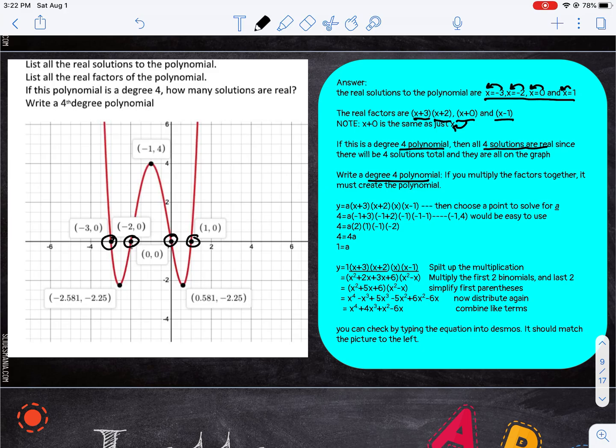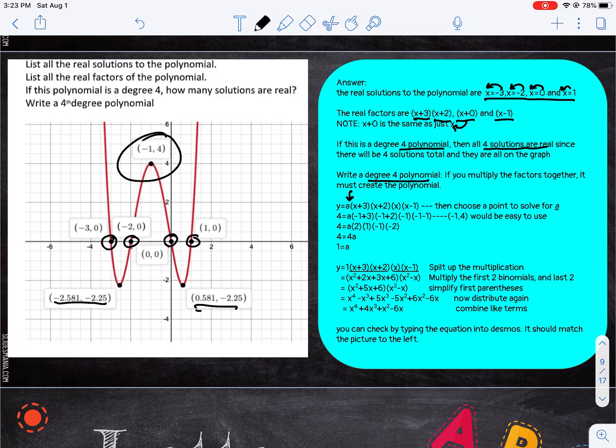Now, writing the degree 4 polynomial, we need to get the factors back together and multiply them to create our polynomial. Before we do that, though, we need to figure out, was there any compression or any stretch? What's that a value? So we're going to have to pick a point to substitute in for x and y. You can't pick something on the x-intercept. We have to pick something different. This looks too crazy. The only point that looks decent is this one, -1, 4.